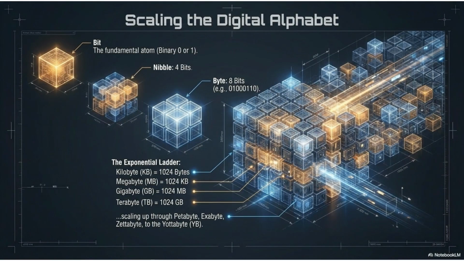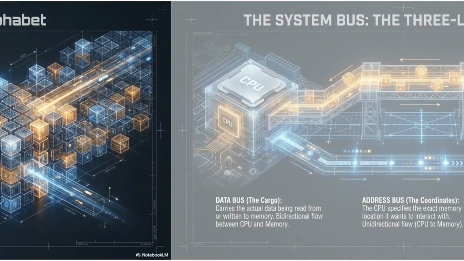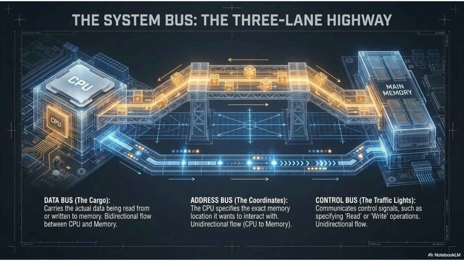Digital data scales from the fundamental binary bit. 8 bits make a byte, and from there we climb an exponential ladder of units: kilobytes, megabytes, gigabytes, and terabytes, all the way up to the yottabyte. Communication between these components happens via the system bus, a 3-lane highway. The data bus carries the cargo. The address bus sets the coordinates for memory locations, and the control bus acts as the traffic lights for operations.